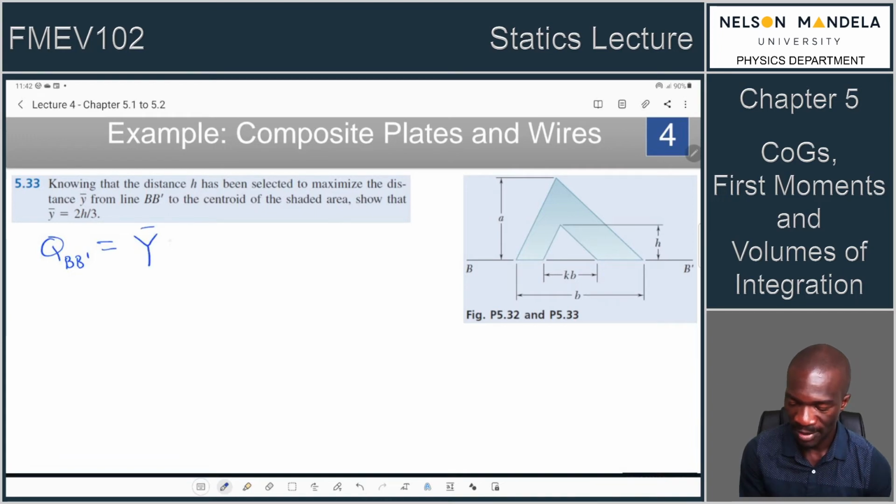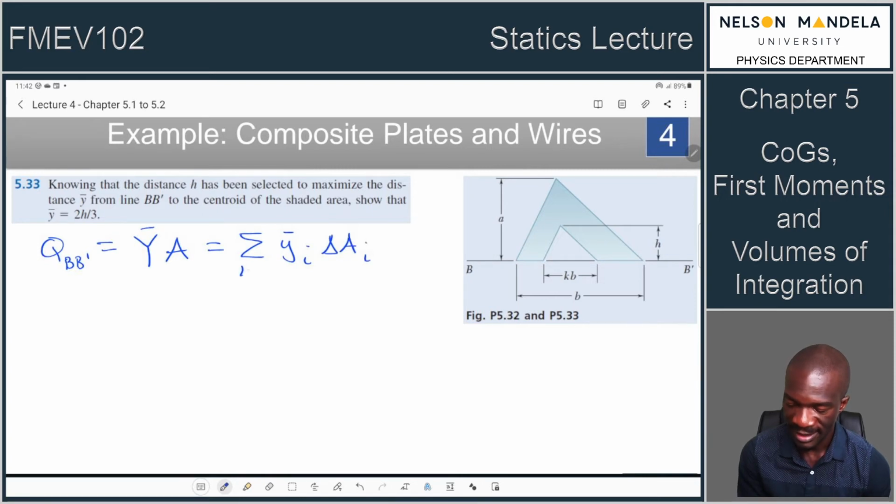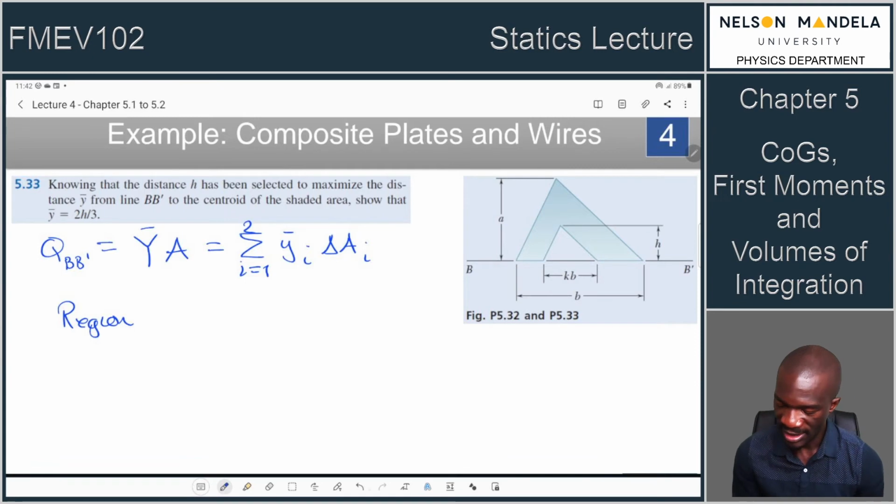So y bar times the area being equal to our summation of y bar i times the small areas delta A i. And we can see there that we have two areas, so i is equal to 1 up to 2, right? So you can therefore tabulate. Actually, let me write the equation there so that I can tabulate here.